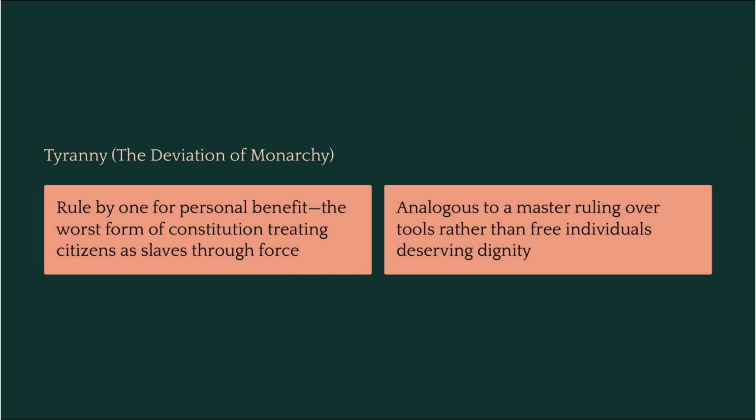When monarchy goes wrong, it deviates into tyranny. This is rule by one for personal benefit. Aristotle called this the worst form of constitution because it treats citizens as slaves through force. He used a striking analogy. A tyrant rules over his people like a master ruling over tools, rather than leading free individuals who deserve dignity.